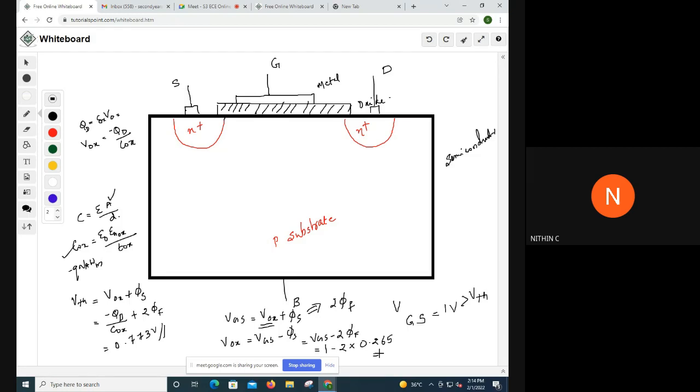It's very important. I repeat, this question is very important. This type of question is very important for your university exams also.